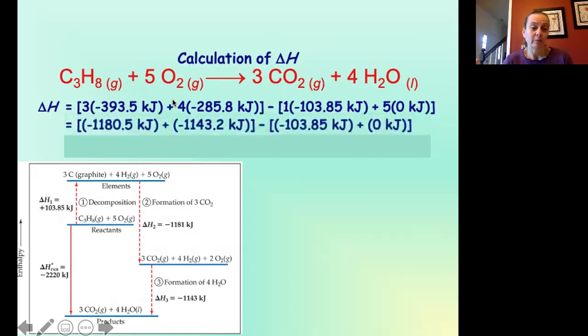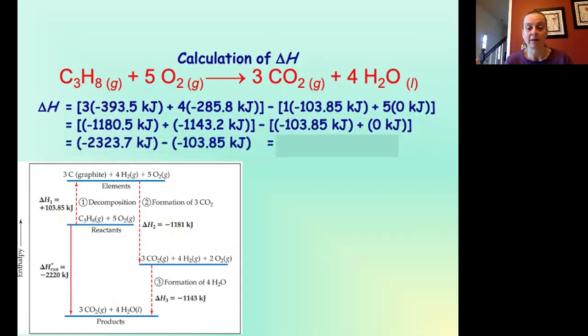So we do the math, multiply by the coefficients, and we wind up with negative 2,323.7 kilojoules minus negative 103.85 kilojoules. And we have the enthalpy of this reaction is negative 2,219.9 kilojoules. So this reaction gives off a lot of energy, which we would expect. This is a combustion reaction. Okay, we will practice lots of these in class. Remember, products minus reactants. This equation is on your equations and constants sheet.